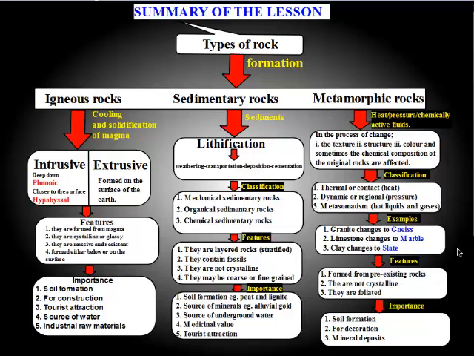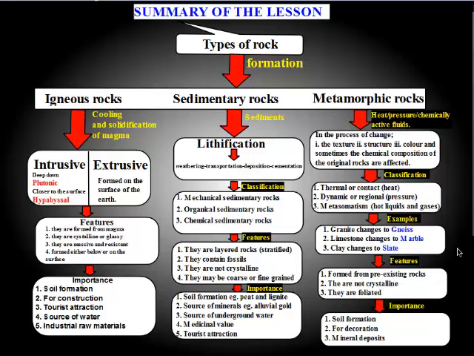We looked at some features. We said they are formed from already existing rocks. They are not crystalline, unlike igneous rocks, and they are foliated, which is a unique characteristic only found in metamorphic rocks. That is, minerals are normally aligned in layers.